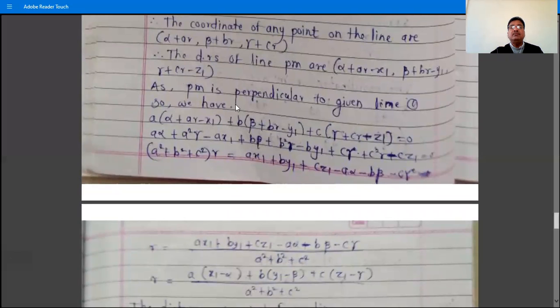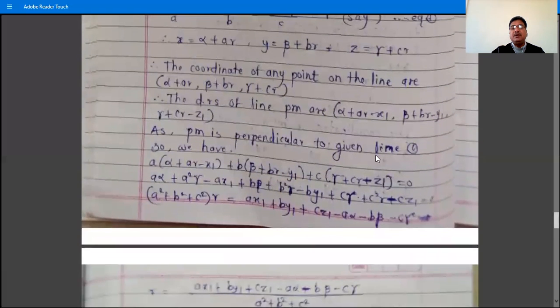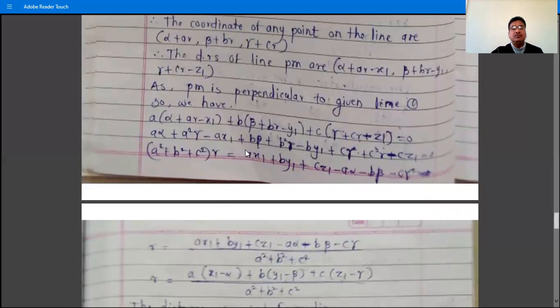That is A into A. What is A? A, B, C are the direction ratios of line 1. And these, alpha plus AR minus x1, beta plus BR minus y1, and gamma plus CR minus z1, are the direction ratios of the line PM. Since the line PM is perpendicular to line 1, we have A into (alpha plus AR minus x1) plus B into (beta plus BR minus y1) plus C into (gamma plus CR minus z1) is equal to 0, by the condition of perpendicularity of two lines.